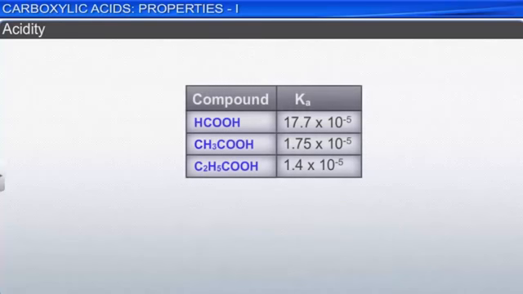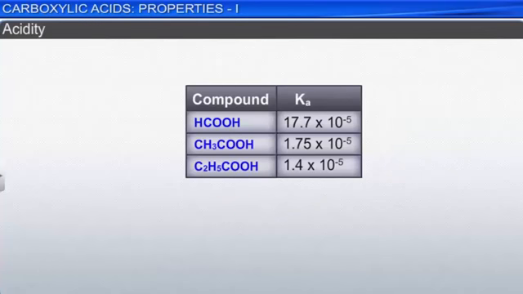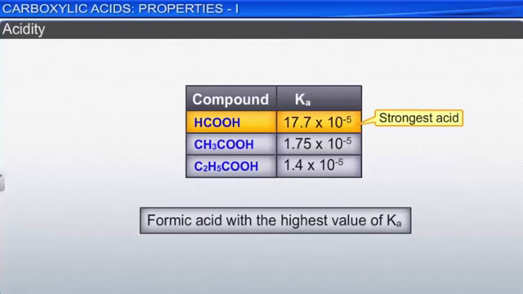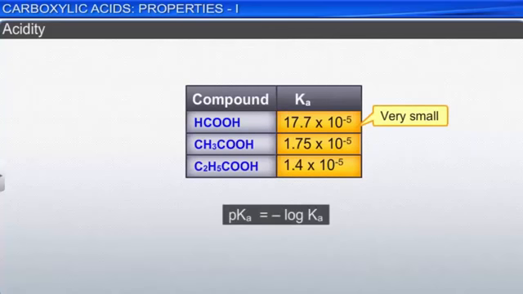Every carboxylic acid has its characteristic Ka, which indicates how strong an acid is. The larger the value of Ka, the greater is the extent of ionization, and therefore, the stronger is the acid. For example, among the unsubstituted monocarboxylic acids, formic acid with the highest value of Ka is the strongest. The values of Ka are usually very small. Hence, for convenience, they are often quoted in logarithmic form as pKa is equal to negative log Ka.